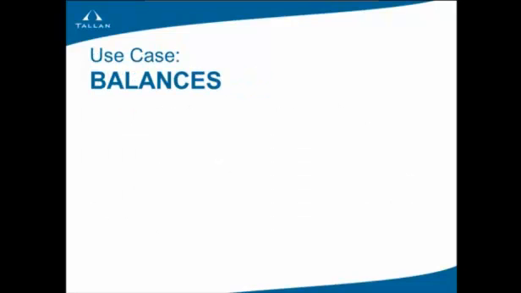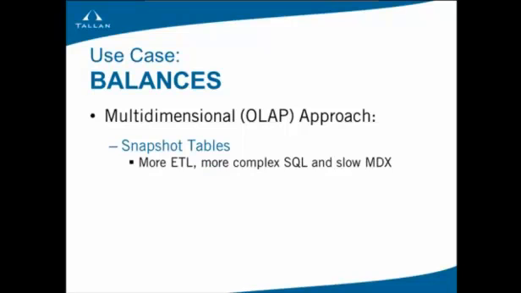So just to dive into each of these a little bit closer, in terms of balances, a common approach to solving this problem in the OLAP, or now multidimensional, world was to create snapshot tables. So say I wanted to measure our inventory every week, I would actually create a table to track that measurement every week, and so we knew what we were storing. What that resulted in is a bunch of extra ETL that I had to develop. It had a pretty complicated SQL, and then querying it via MDX ended up not performing all that well anyway.